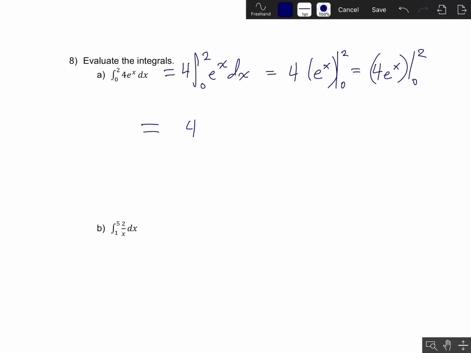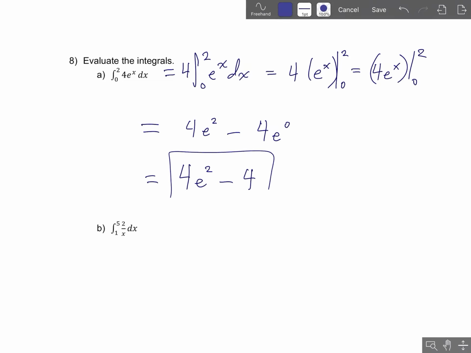That would give me a 4e squared whenever I evaluate at the upper limit, and then I need to subtract the evaluation at the lower limit. So this would be a 4e squared minus 4e to the 0. That would be a 4e squared minus, remember that e to the 0 is 1, so that would be a 4 times 1.